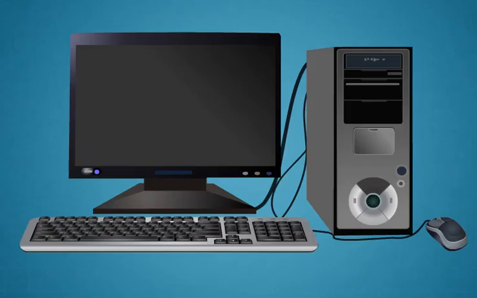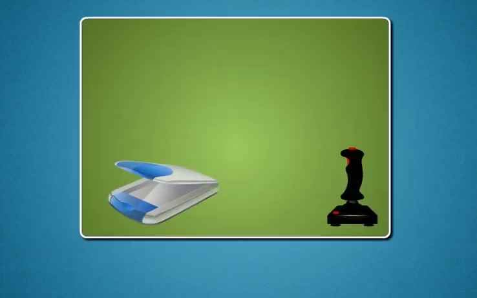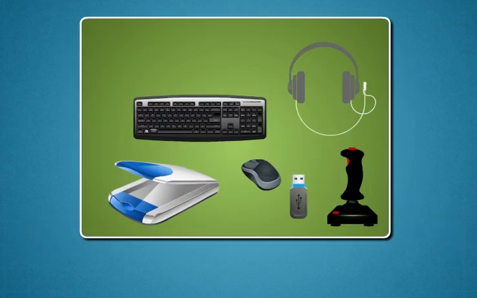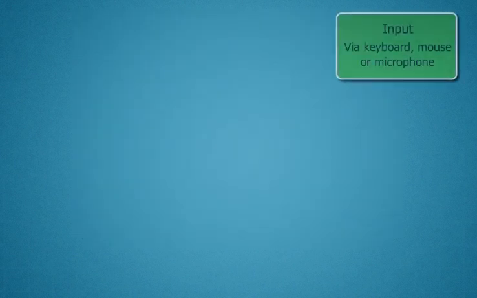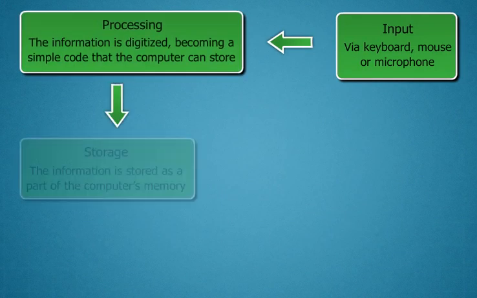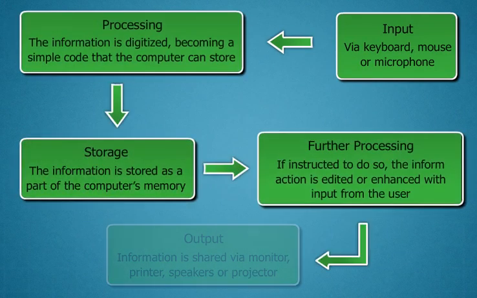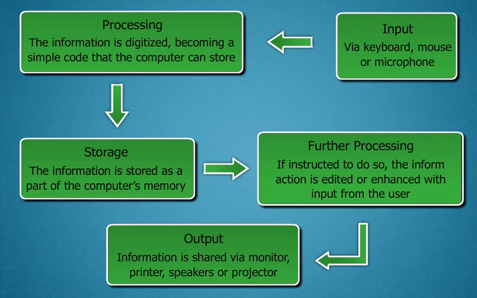A computer system is made up of a number of components. These components are input devices, memory devices, and output devices. We have seen that a computer takes input to process it and provides output.